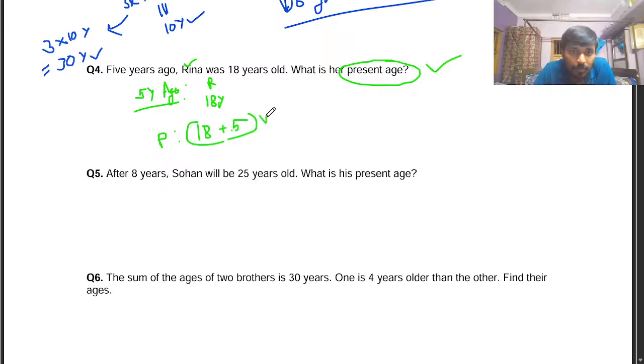So present age of Rina will be 18 plus 5, that is 23 years. So she will be 23 years old. So the present age of Rina is 23 years. Understood?